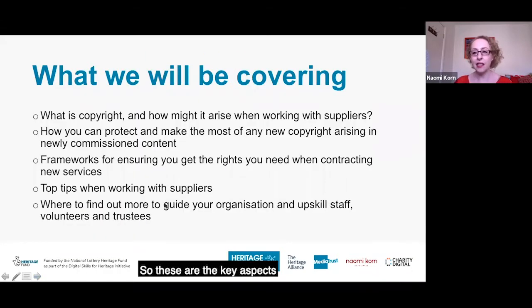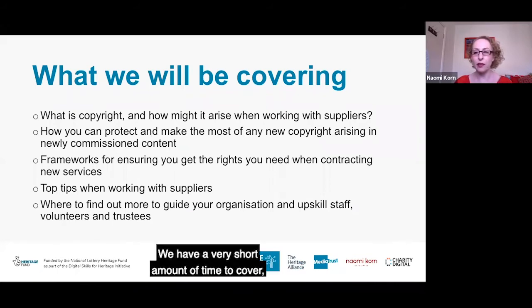So these are the key aspects we're going to be covering today. As I said, these are touching the points. We have a very short amount of time to cover rather a lot of information, but what I will do is I will introduce the topics to you. What is copyright? How does that arise when you work with suppliers?